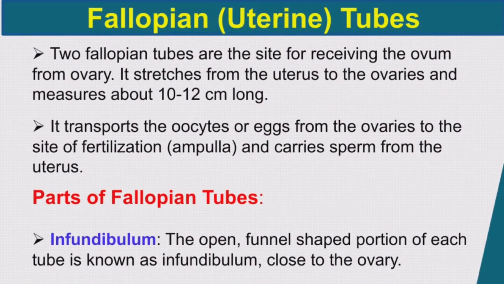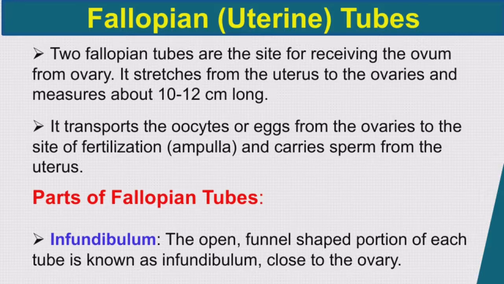Now I explain about fallopian tubes or uterine tubes. 2 fallopian tubes are the site for receiving the ovum from ovary. It stretches from the uterus to the ovaries and measures about 10 to 12 centimeters long. It transports the oocytes or eggs from the ovaries to the site of fertilization, ampulla, and carries sperm from the uterus. Parts of fallopian tubes.